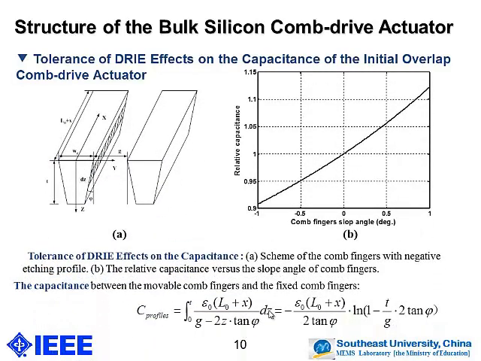Actually, figure B shows a relationship between comb finger slope angles and the capacitance. When the comb fingers have negative Ozone profiles, the capacitance will be decreased, and when the Ozone profile is positive, the capacitance will be increased.